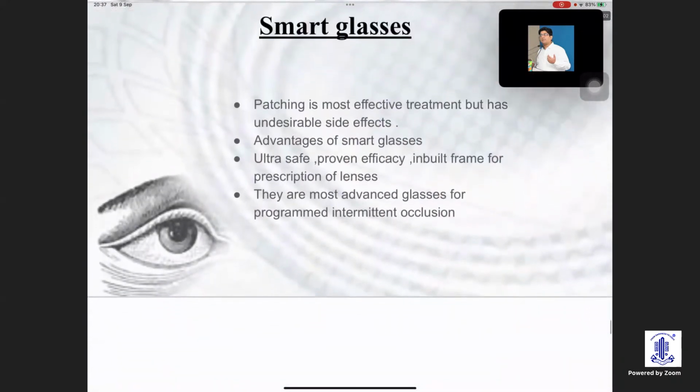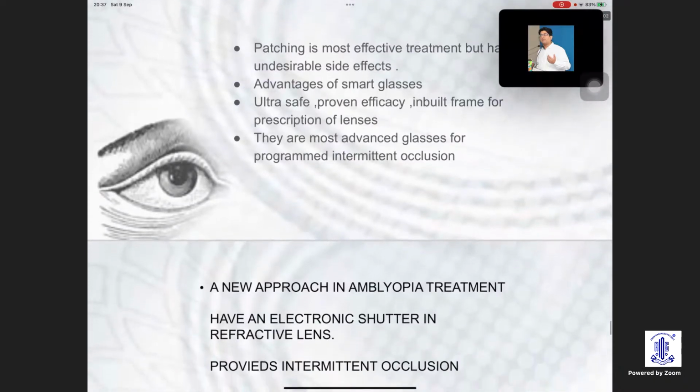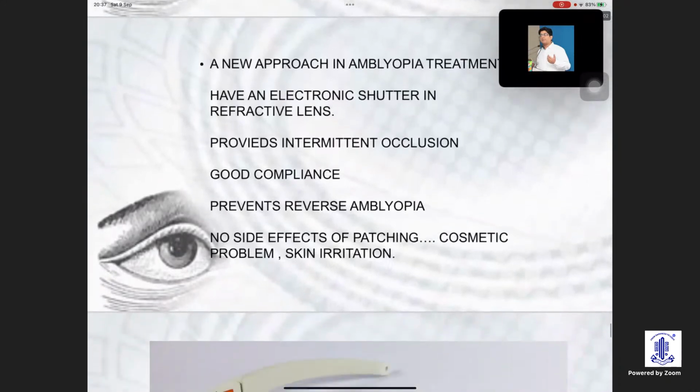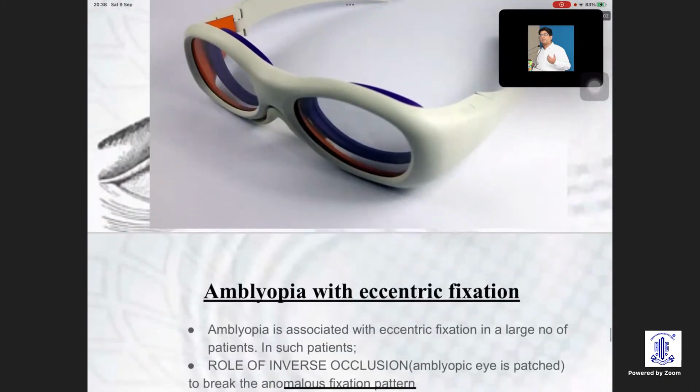Smart glasses: patching is the most effective treatment, but has undesirable side effects. The smart glasses have advantages. They are ultra safe, with proven efficacy and an inbuilt frame of prescription. They are the most advanced glasses for programmed intermittent occlusion, but cost is a limiting factor.